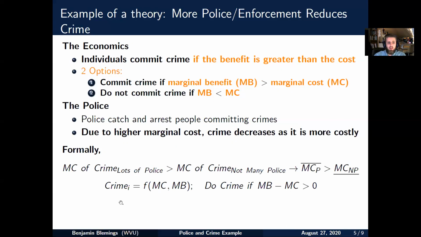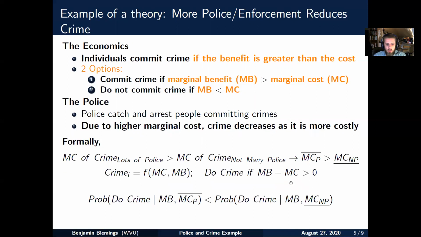And so whether or not individual i commits a crime is a function of the marginal cost and the marginal benefit of committing the crime. And I know what that function is. Somebody will do crime if marginal benefit minus marginal cost is greater than 0. Another way of saying that is they'll do crime if marginal benefit is greater than marginal cost. And you can just add marginal cost to both sides to see that relationship.